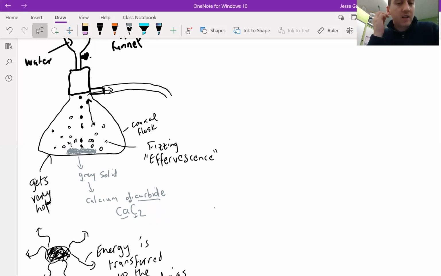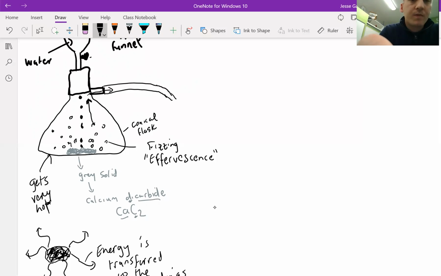In the manufacture of calcium dicarbide, there are some other chemicals in here that we say are contamination. These are contaminants, or we sometimes refer to them as impurities. There are impurities in the production of calcium dicarbide, which means that when we react these two things together, we get some impurities that we would like to remove. Why would we like to remove them? Well, they're not very pleasant.